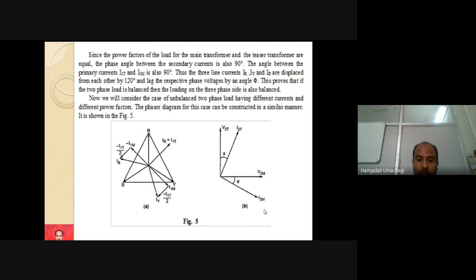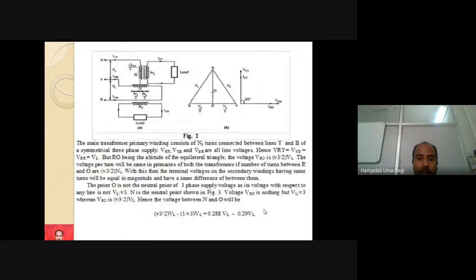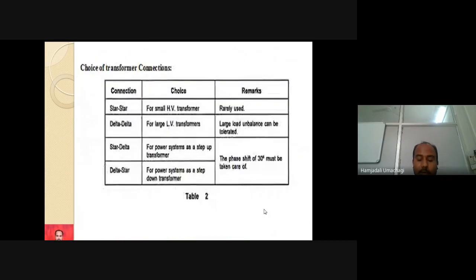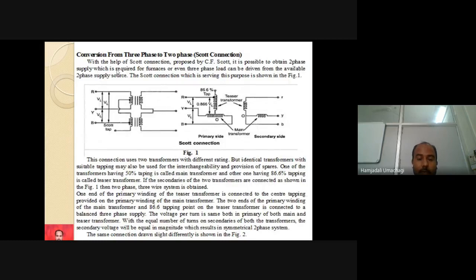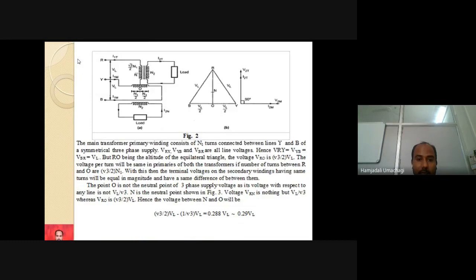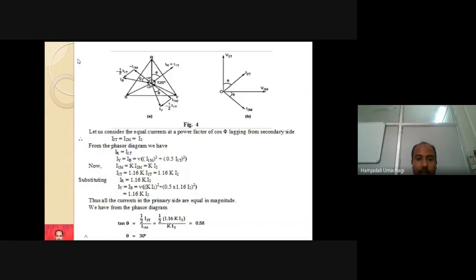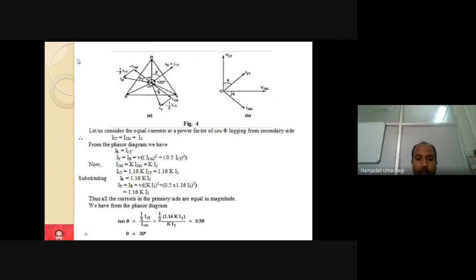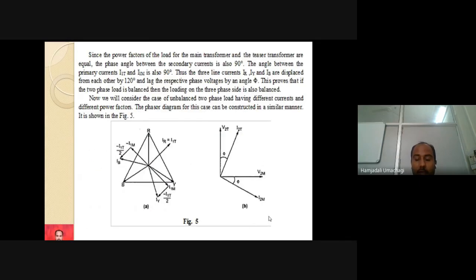Understood? From here, you should start the conversion from three-phase to two-phase, whatever I explained in the previous video, followed by this video explanation, everything. The previous video I explained from this point till here. Till here, you have to explain if they ask anything about the Scott connection in the final exam for 8 to 10 marks.